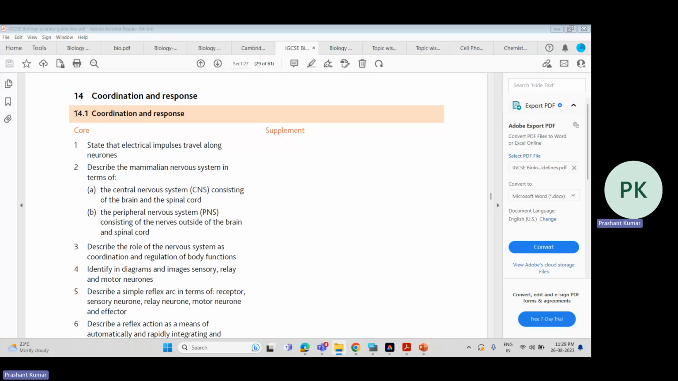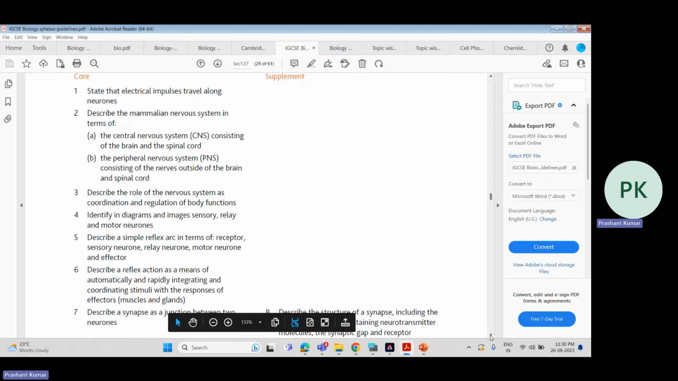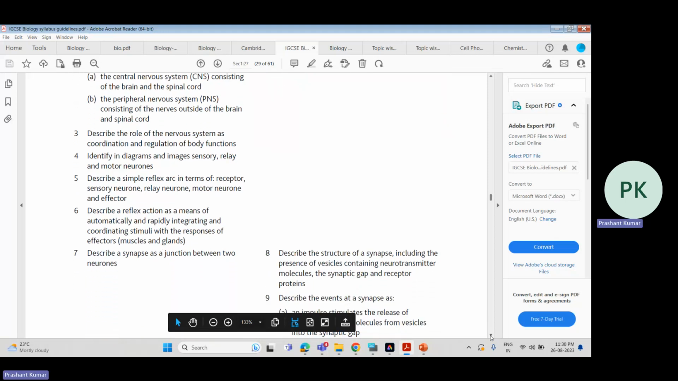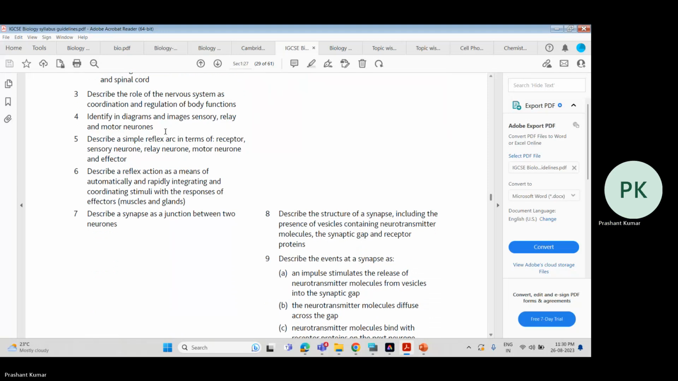So as per the syllabus, we have to do coordination and response, that is 14.1. In this section, we'll talk about electrical impulses, how they travel. Then we'll describe the mammalian neural system in terms of central nervous system and peripheral nervous system. Then we'll describe the role of the nervous system as the coordination and regulation center for the body.